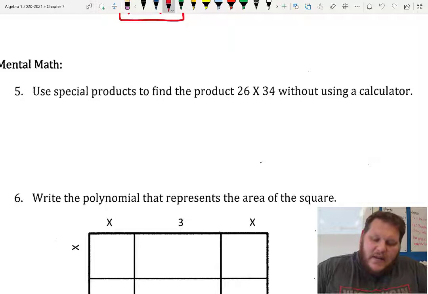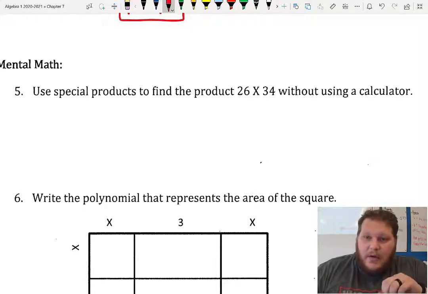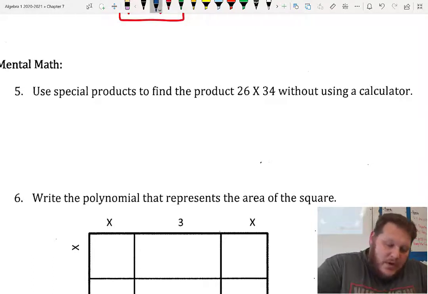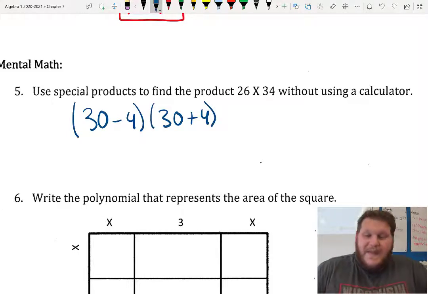But when I look at 26 and 34, I recognize that those are close to the same number, right? 30 is close to 26 and to 34. And in this case, actually, 26 is 4 smaller than 30, and 34 is 4 bigger than 30. So what you can do here to utilize that special product rule, if we said that 26 is 30 minus 4, and that 34 is 30 plus 4, that's actually our sum and difference formula, right? That's the difference of two squares. Our first things are the same, our second things are the same, one's plus, one's minus.